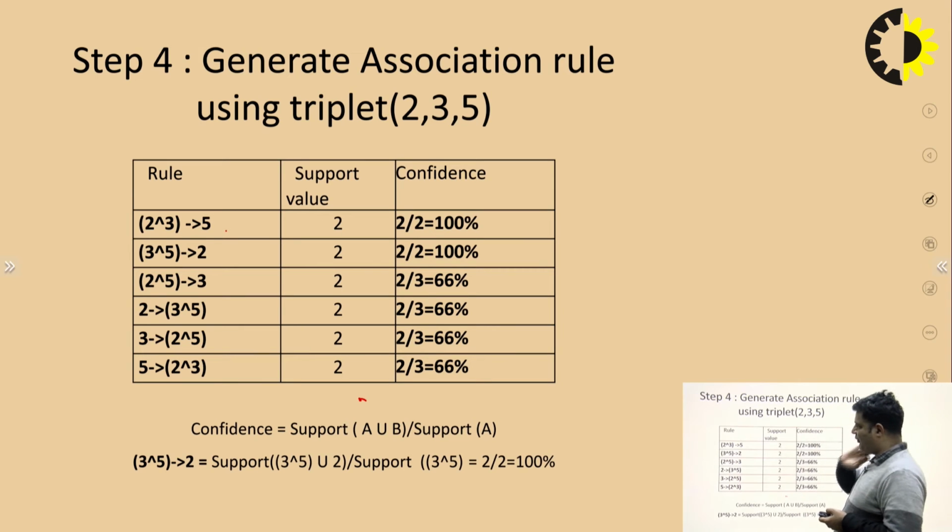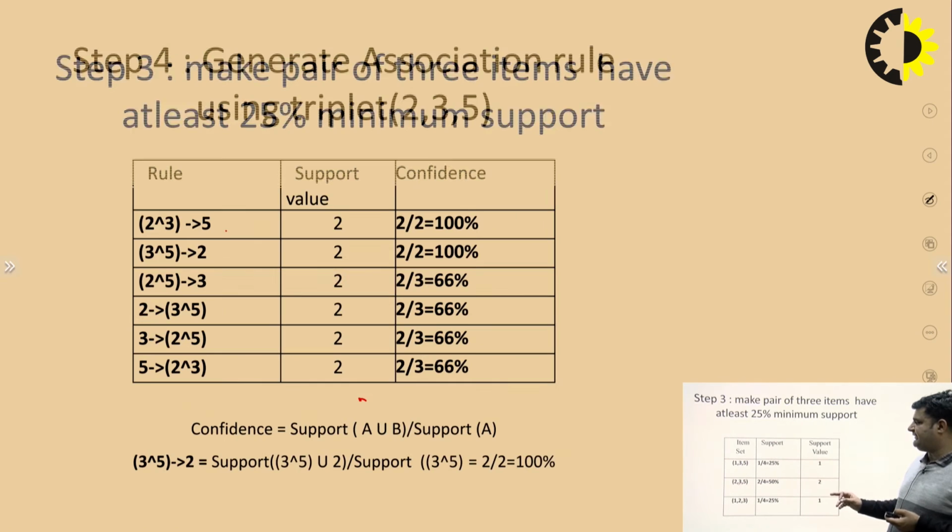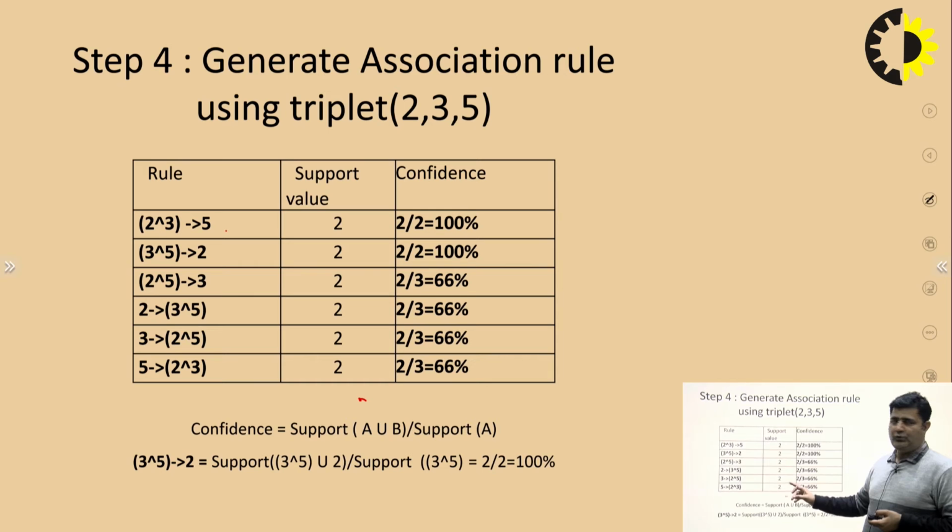Now we use the support value of this. Everywhere the value is 2, because we mentioned the pair 2, 3, 5. The support value is 2. So in all the cases, the support value is 2. Now we have to find the confidence for this.